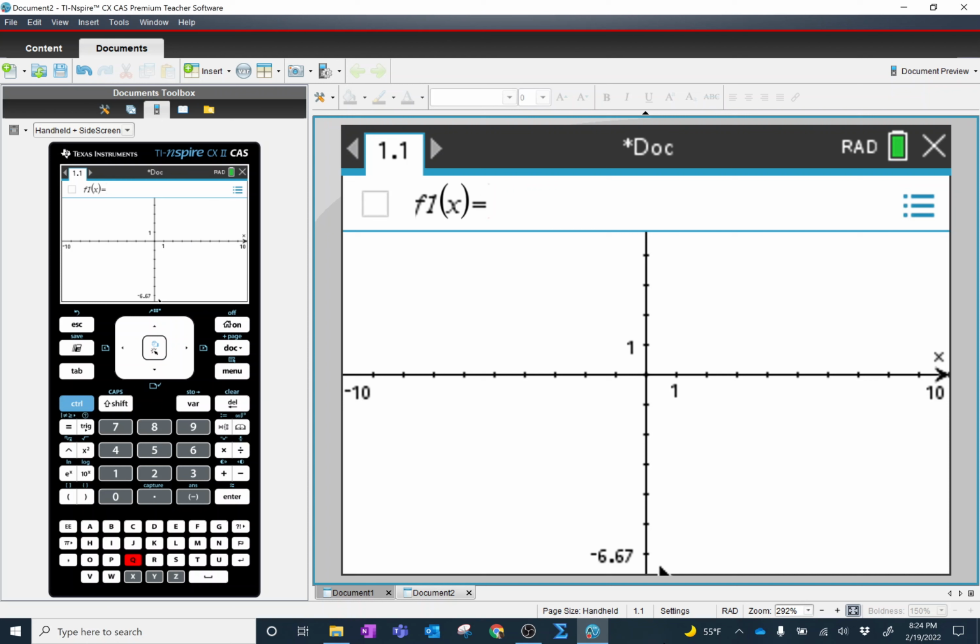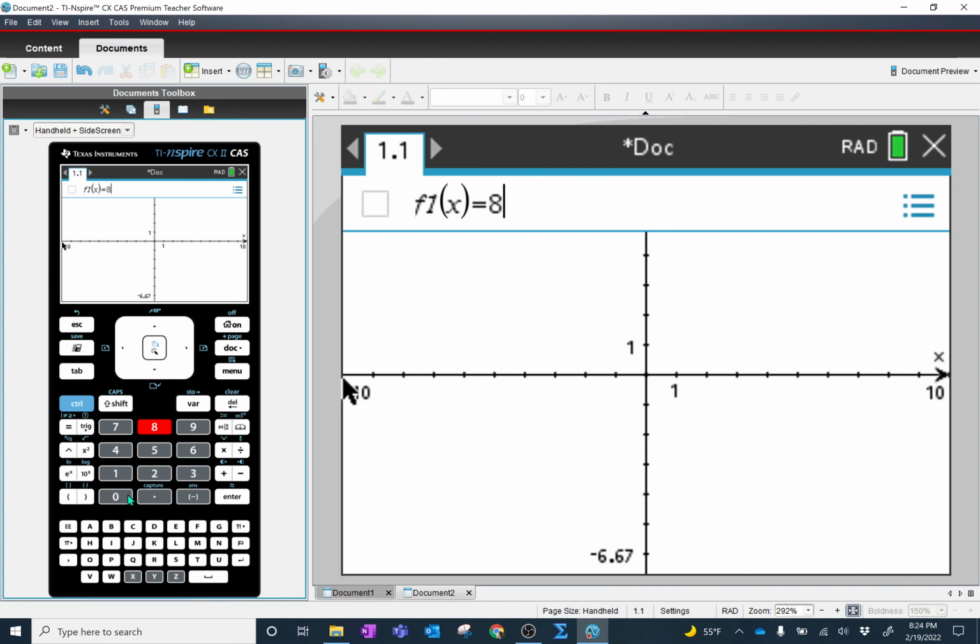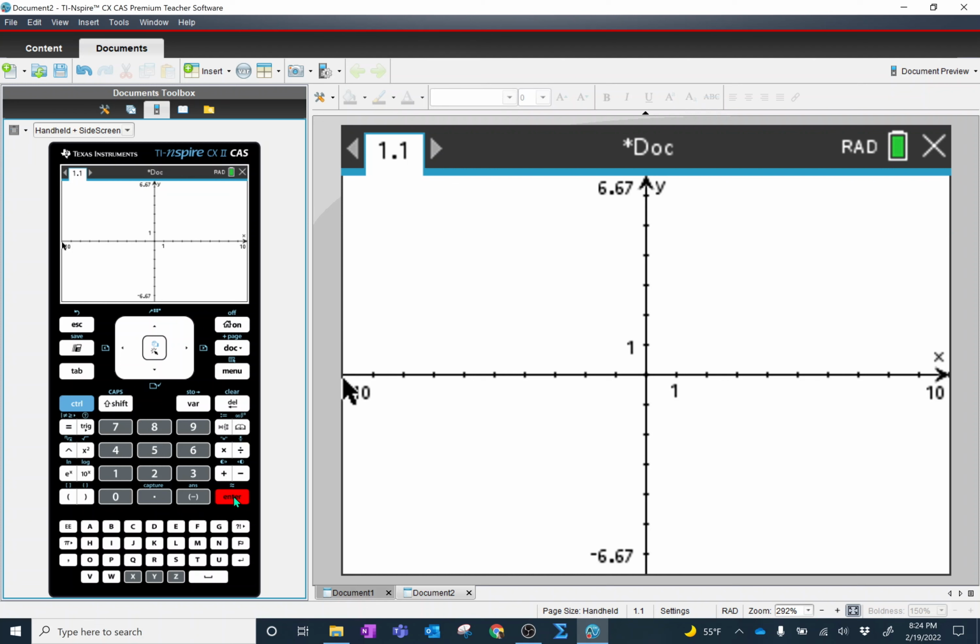All right, let's use our graph to answer number 2. So on the left side, we had 8,000. So we'll have F1 is 8,000. Hit enter. And we definitely can't see that, but that's okay. We will get back to it. We'll adjust the window in just a moment. Let's get the equations in first.